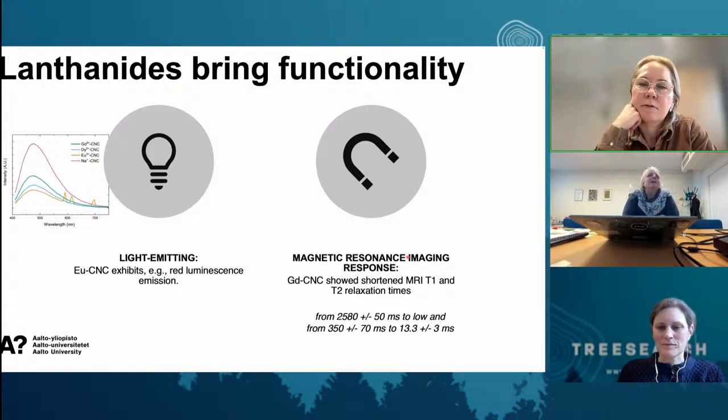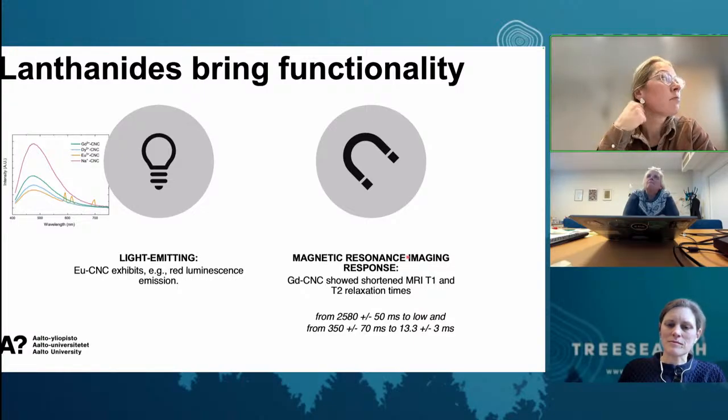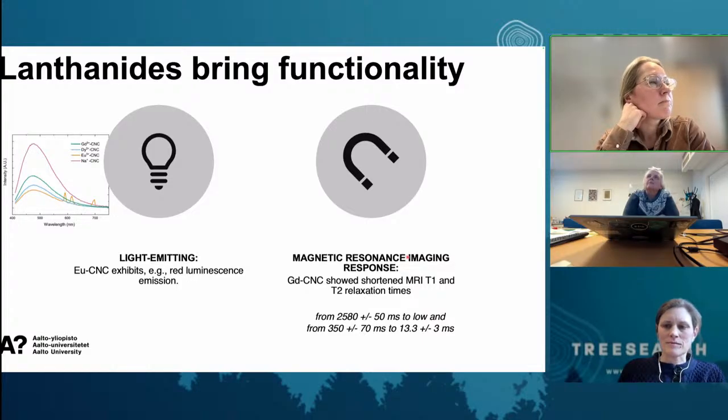Yeah, I was just thinking about this cesium labeling of the CNC. If you can then use it to detect or check the orientation of the CNC if you have it embedded in a polymer matrix, like in a nanocomposite structure, because it is quite relevant and interesting to see how reinforcements are oriented in composites. Yeah, that's a cool idea.